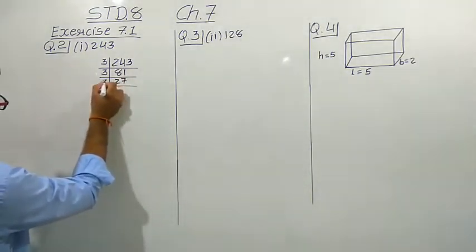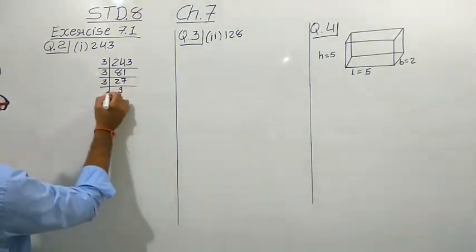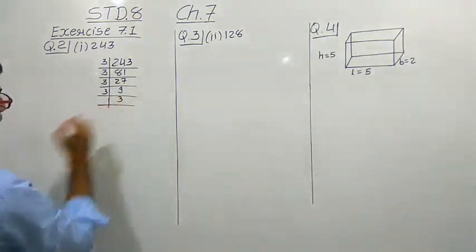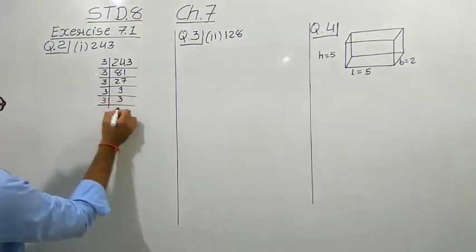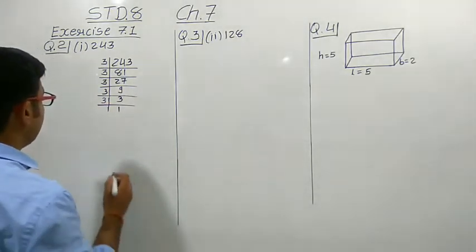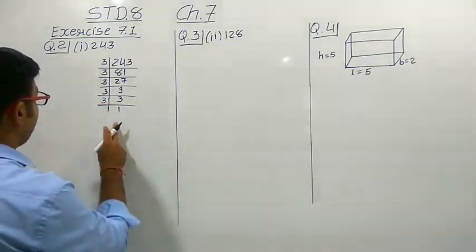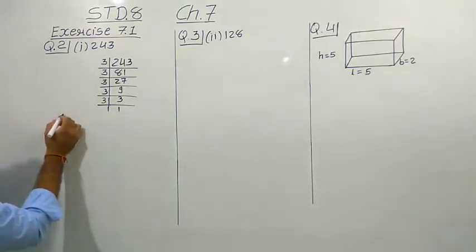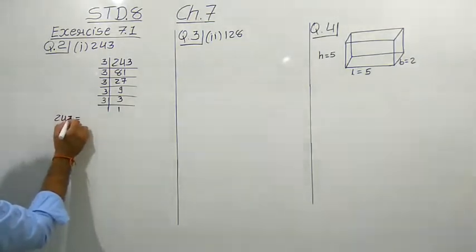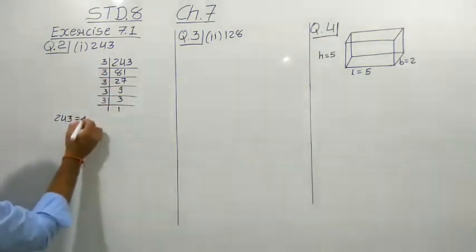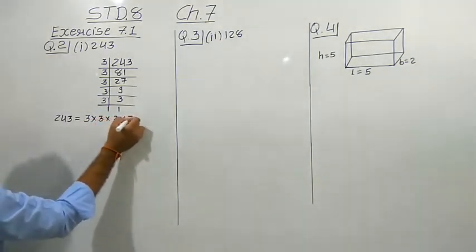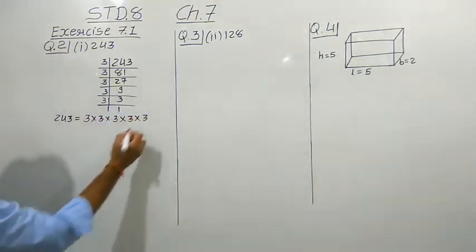Okay, again divide it by 3, we get 9. 9 3s are 27. Again divide it by 3, we get 3. And again we divide by 3, and the remainder is 1. So here we can write down the prime factors of this 243 as: 243 is equal to, see how many 3s are there? 1, 2, 3, 4, 5.